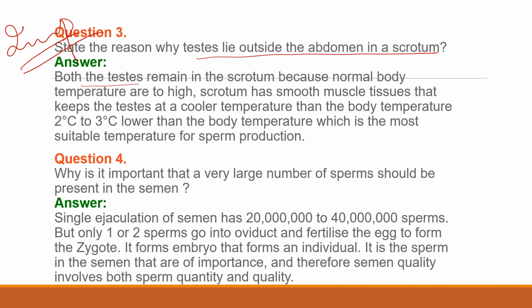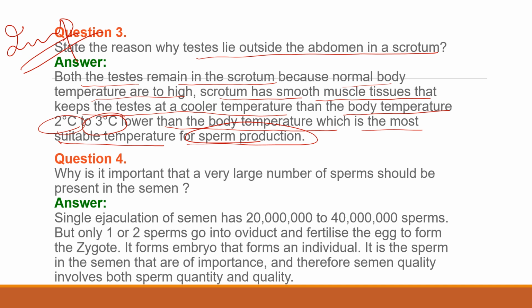So both the testes remain in the scrotum. Why? Because the normal body temperature is very high, and the scrotum has smooth muscle tissue that keeps the testes at a cooler temperature than the body. That is actually 2 to 3 degrees lower than the body temperature, which is the most suitable temperature for sperm production. So if the testes were inside the body, it would be difficult for them to produce sperms. It is not at all suitable for the growth of sperm. That is why it should be placed at a cooler temperature than the body itself, so it is placed in the scrotum.